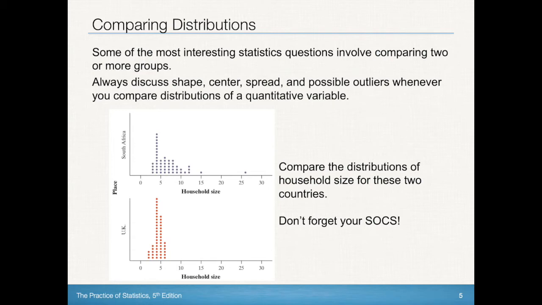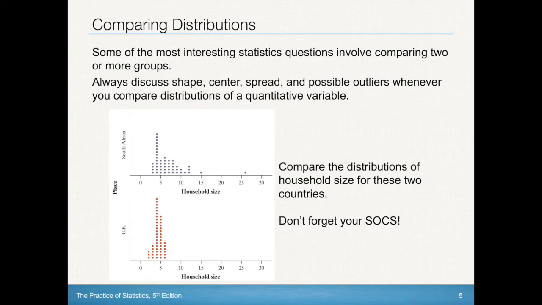Now, when they want you to compare the distributions, the key thing here is to not simply list SOCS. It is to compare SOCS from one distribution to the other. So when I want to go and make the overall comparison of these distributions, I would say that the distribution of South Africa is skewed to the right, whereas the one for the UK is generally symmetric. The center for the South African distribution is somewhere around 7, whereas the center for the UK is around 4. I would talk about that in terms of it being greater instead of just saying one is this where the other is this. So I would say the center for South Africa is actually greater than the center for the UK.